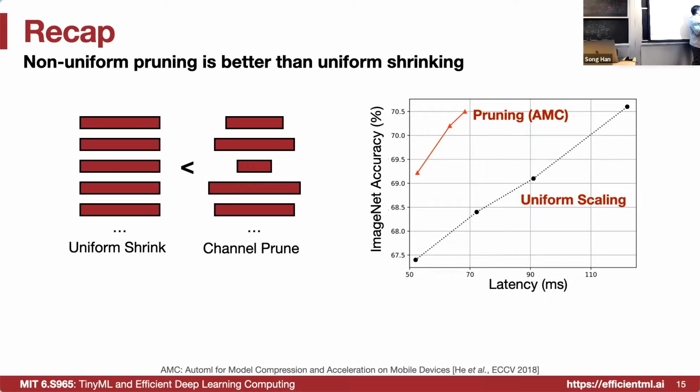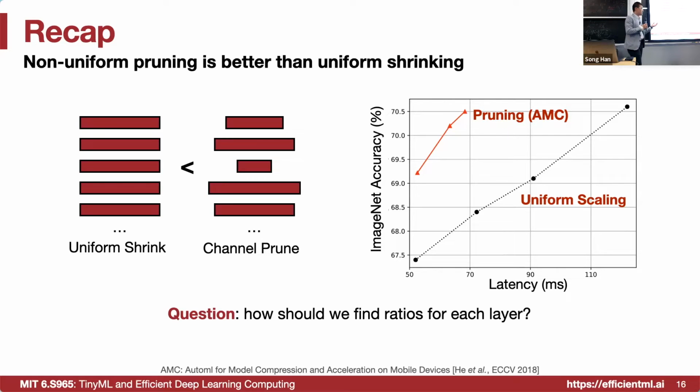Smartly selecting the pruning ratio versus just uniformly scaling each layer matters a lot. For example, these two models both have about 70 millisecond latency on a mobile CPU. But if we smartly select the pruning ratio for each channel, it could be a 2% difference with respect to the top-1 ImageNet accuracy, showing the importance of selecting the proper pruning ratio for each layer. And then the question is, how do we find the ratios for each layer?